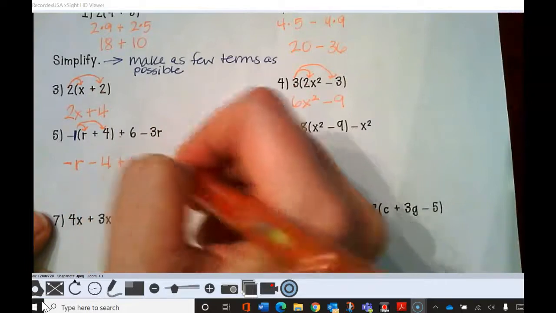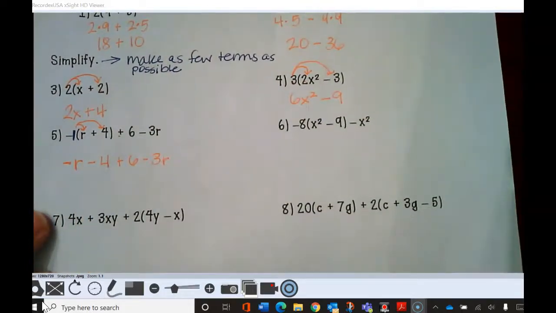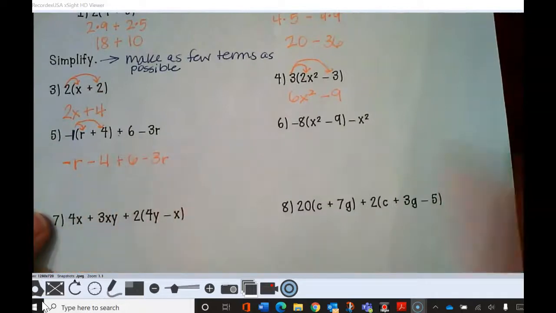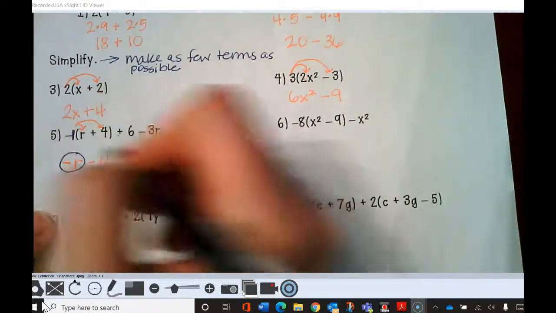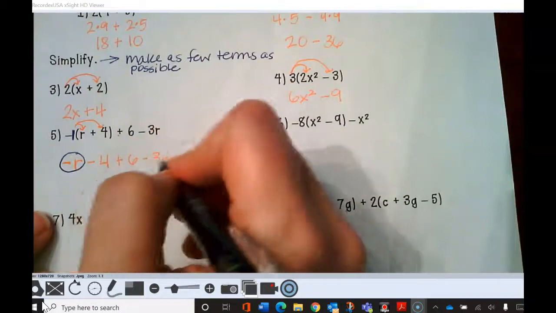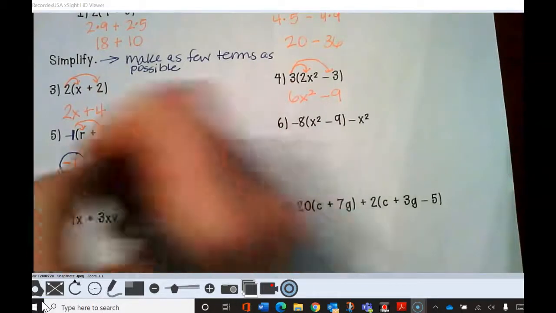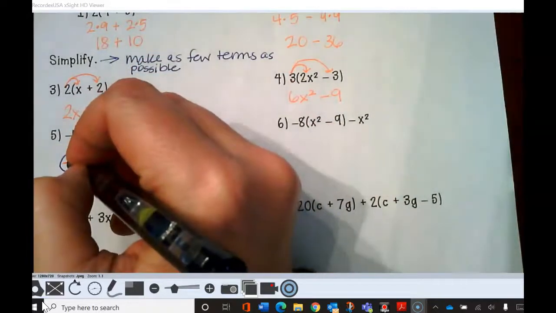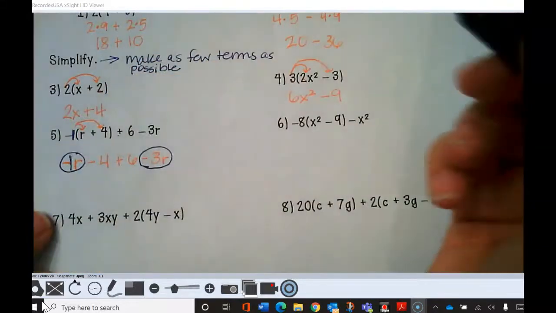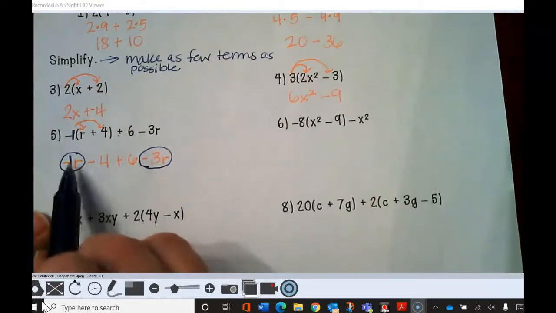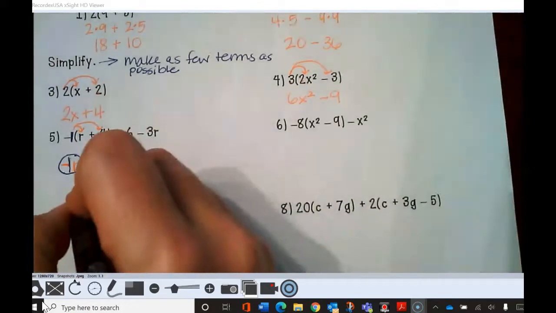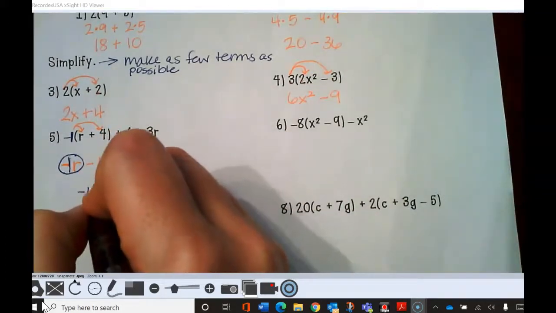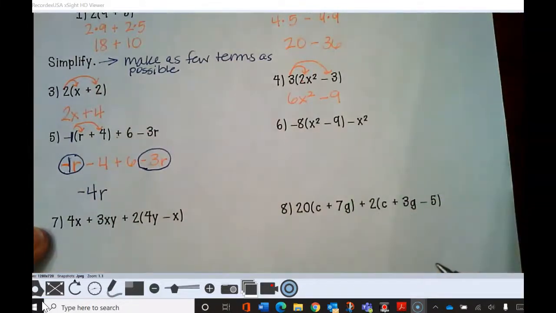Plus 6 minus 3r. So now we're going to look for like terms, because while we have simplified it, we may be able to get it to fewer terms. Alright, let's look. We have an r, a negative r, and a negative 3r. These are r's. And since this is in our final answer, then we need to remember that imaginary 1. And these are the same sign. So same sign, the rule is to add and keep the sign. That would be a negative 4r.